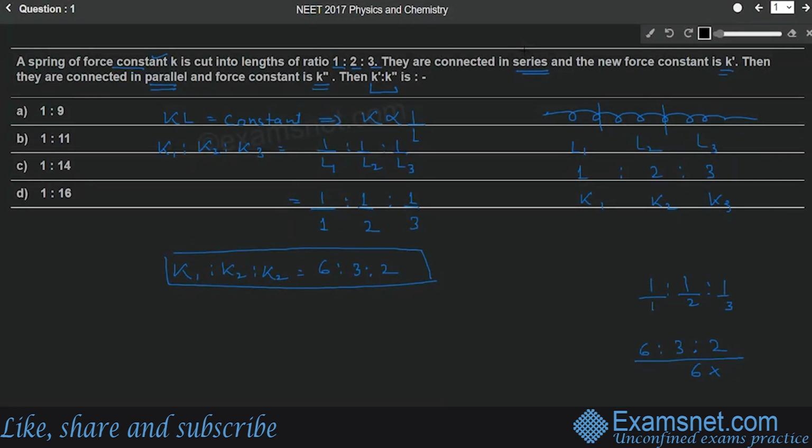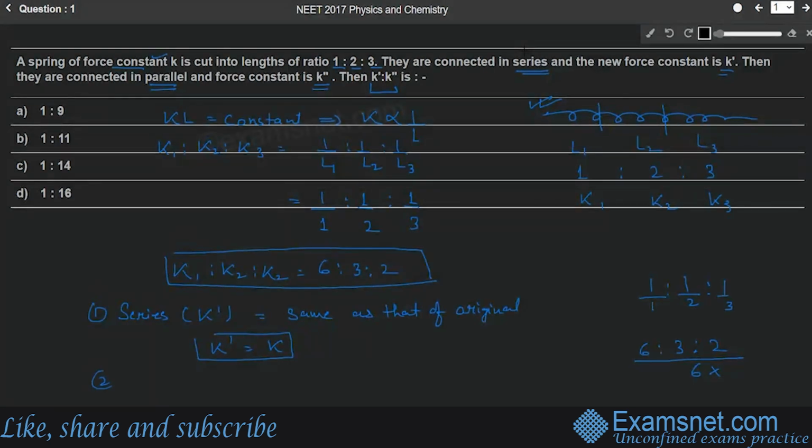Now we can find the spring constant in series combination. In series combination, K dash will be the same as that of the original spring, because in case of series combination we just add these three pieces. So it will become the same as the original one, and the spring constant will also remain the same. So K dash will be equal to K only.